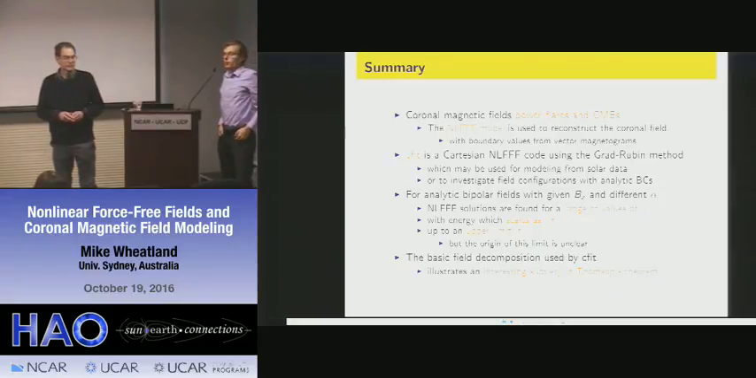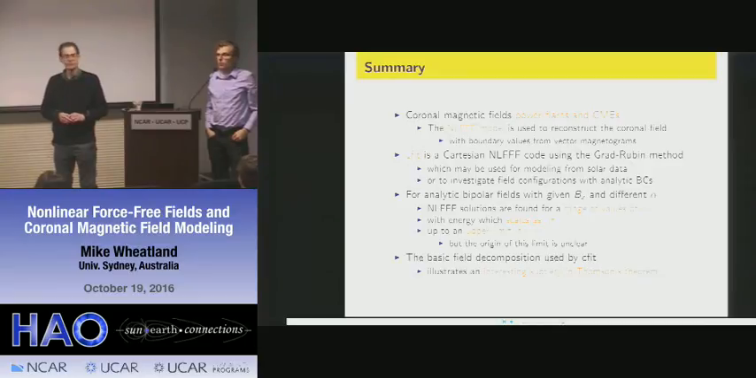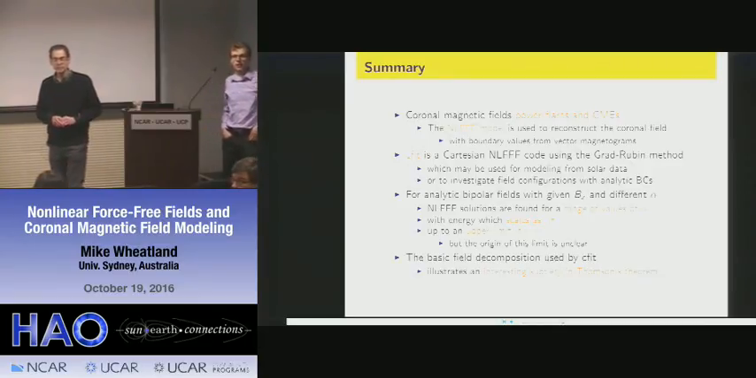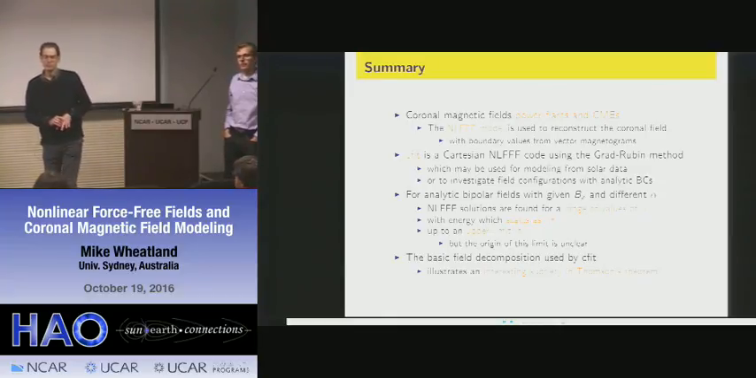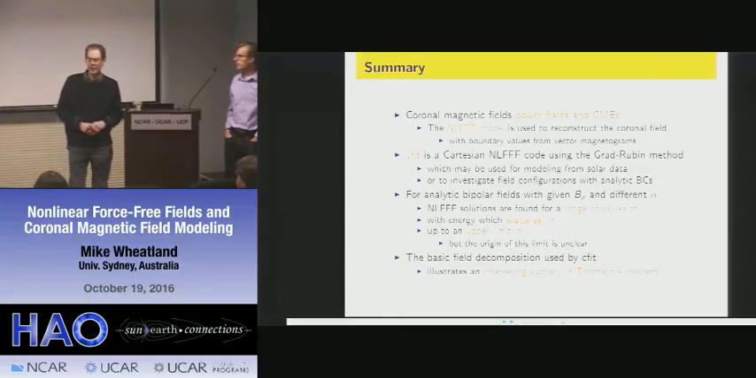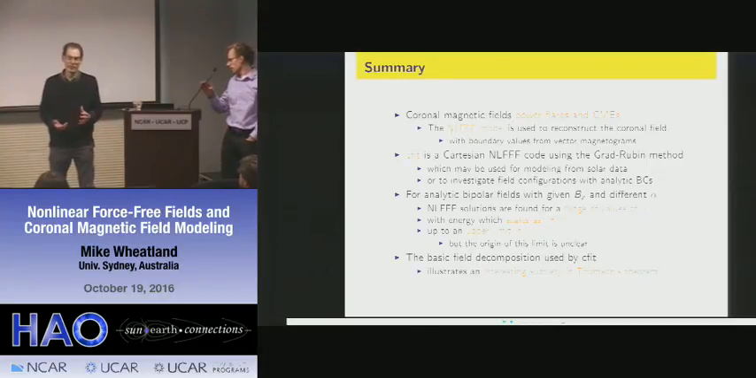We already had quite a bit of discussion. There's a bit of time left though, so do we have any more questions, comments? How important is it to have the full vector component? If you don't have the Bx or the By, you only have the radial field at z equals 0, how well can you do? Well, you can only calculate the potential field, essentially, unless you make some additional assumptions.